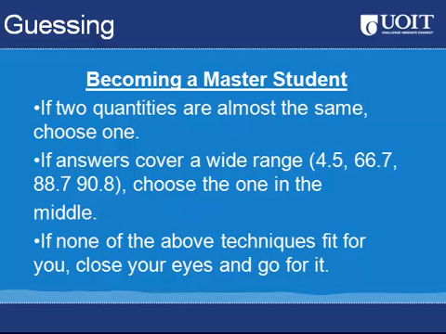If two quantities are almost the same, choose one of those. If an answer covers a wide range, for example 4.5, 66.7, 88.7, and 90.8, choose one of those in the middle. If none of the techniques fit for you, close your eyes and go for it, unless you're being penalized.